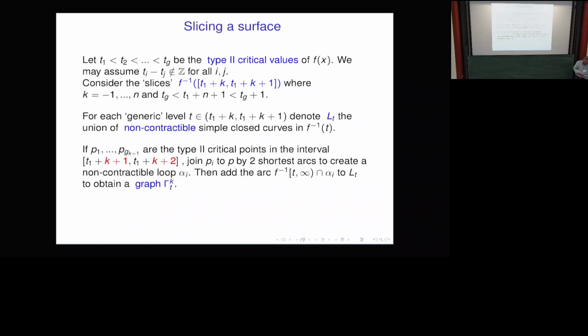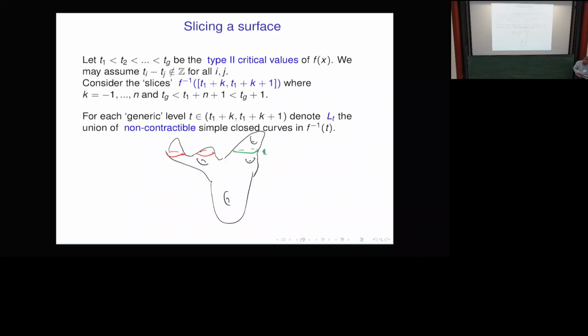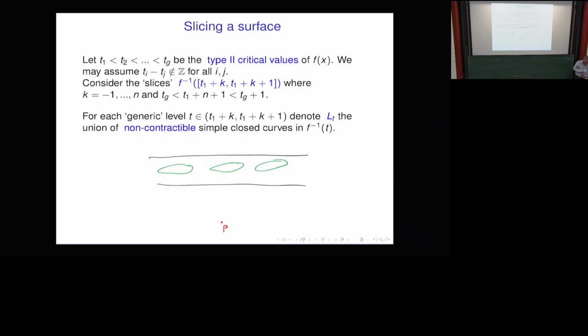Maybe I will explain this and stop there. So I'm at a level, so I have my point P, take the distance function, and I'm at a level and I have some nice simple closed curves at a given level, and this is the slice where this lives on. Okay, but then in order to create my graph, I'm going to add something to this.